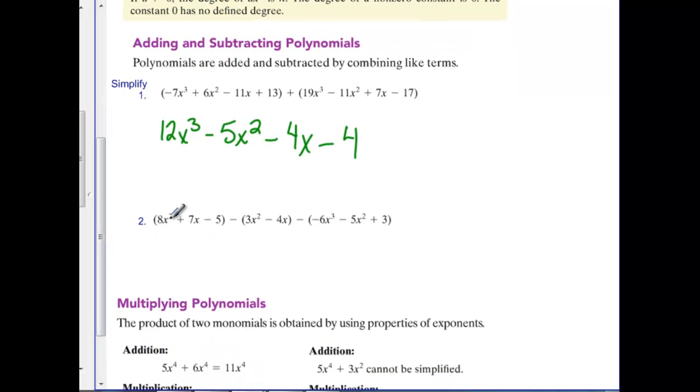So the first part I can just rewrite because there's nothing in front, so I can just drop the parentheses. So we have 8x squared plus 7x minus 5, and then I'm going to distribute this guy to get rid of the parentheses. So, negative 3x squared plus 4x. And then we stop, right? We're going to think about the next part separately. Whenever you distribute something that's up against parentheses, you stop at the end of those parentheses.